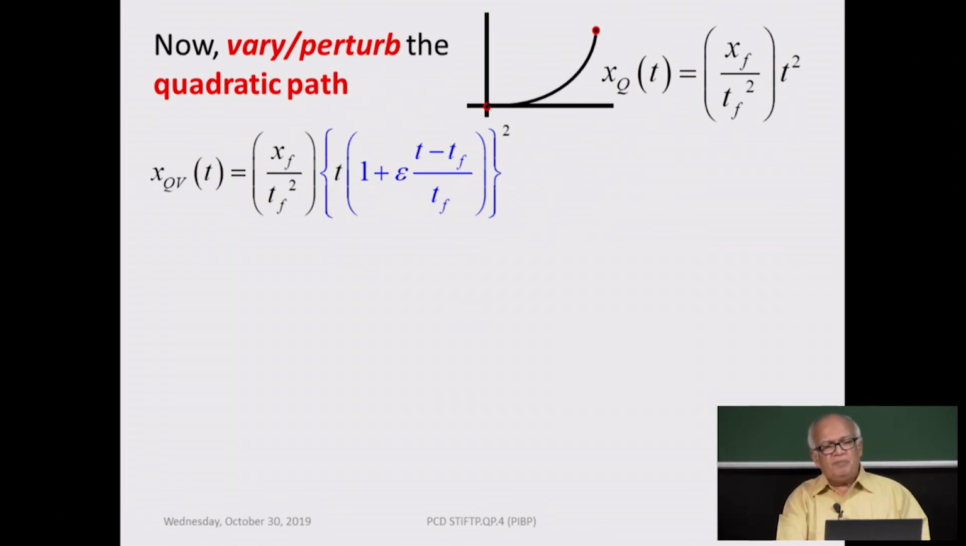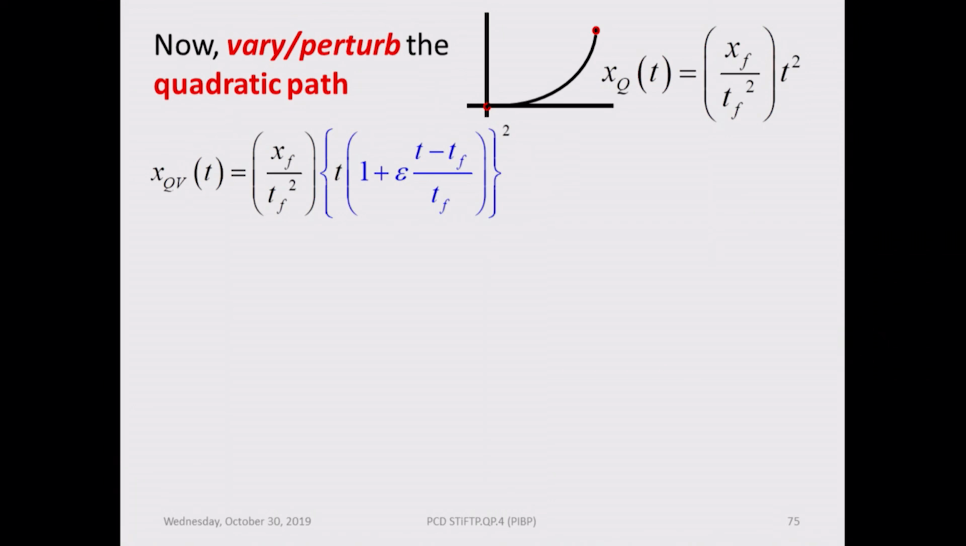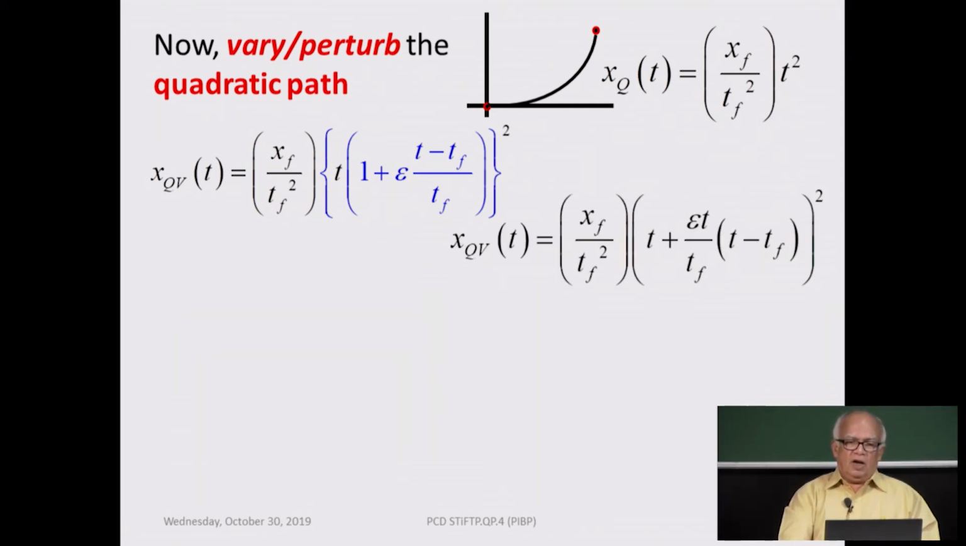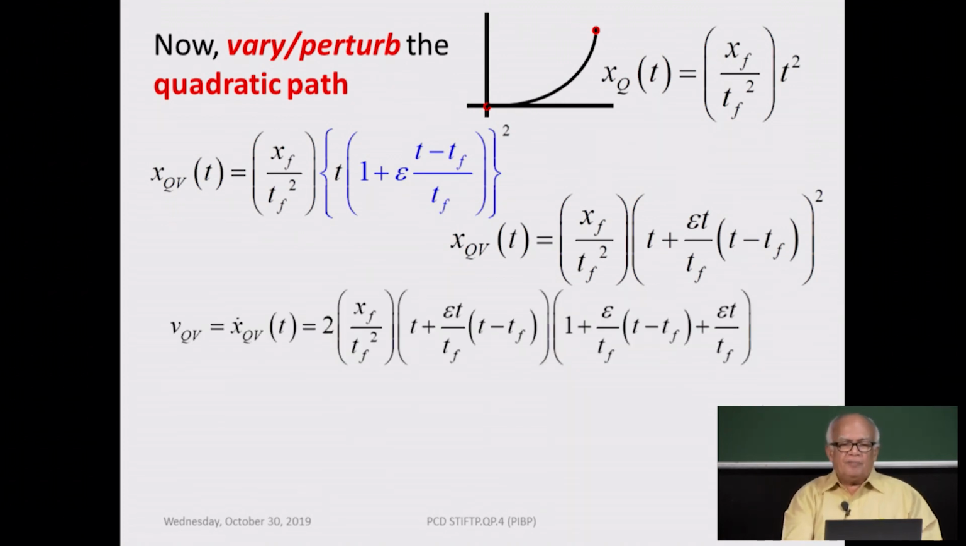So now the quadratic path, which went as t square, now it goes as t multiplied by this perturbation term and the square of that. So now this is the x as a function of t, qv stands for the variation of the quadratic path, q for quadratic, v for variation. So x qv goes as this. Now you have got the velocity.